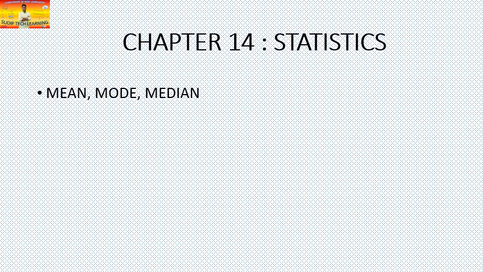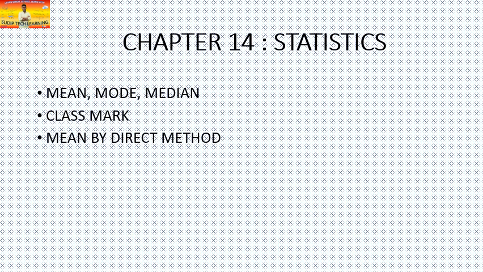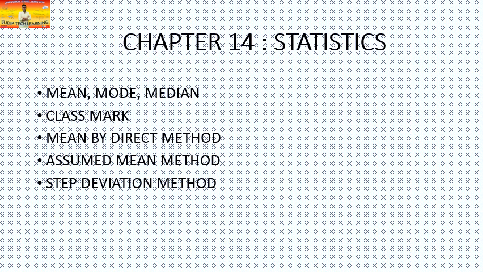Chapter number 14, statistics. Statistics itself is a very big branch, but here what we learn and what we expect for the board is mean, mode, median. For this, you have to understand what a class mark is. After knowing the class mark, there are methods to solve for the mean: the direct method, the assumed mean method, or the step deviation method. Every method has its own special type of solving, with separate steps for each method.